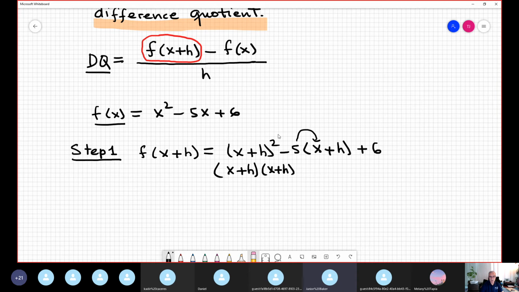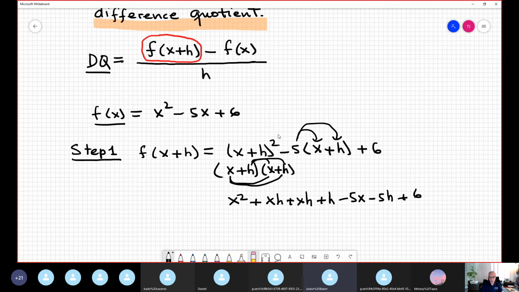And this is easy because it's the distributive property. But let's do it one by one. This is x squared plus x times h plus h times x. I put it in the same order. And h squared. And we continue. Minus 5x. Apply the distributive property here. Minus 5h plus 6. Okay. I finish step 1, which is this part. This part, the red part, which I want to highlight in yellow color.